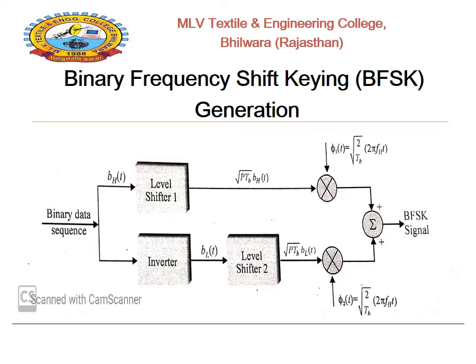BH of T may be 0 or 1. If it is 1, the output will be under root P into TB, and if BH of T is 0, the output will be 0. That is given to a multiplier or a modulator, where it multiplies two terms: the first is under root P TB into BH of T, and the second is phi 1 of T.